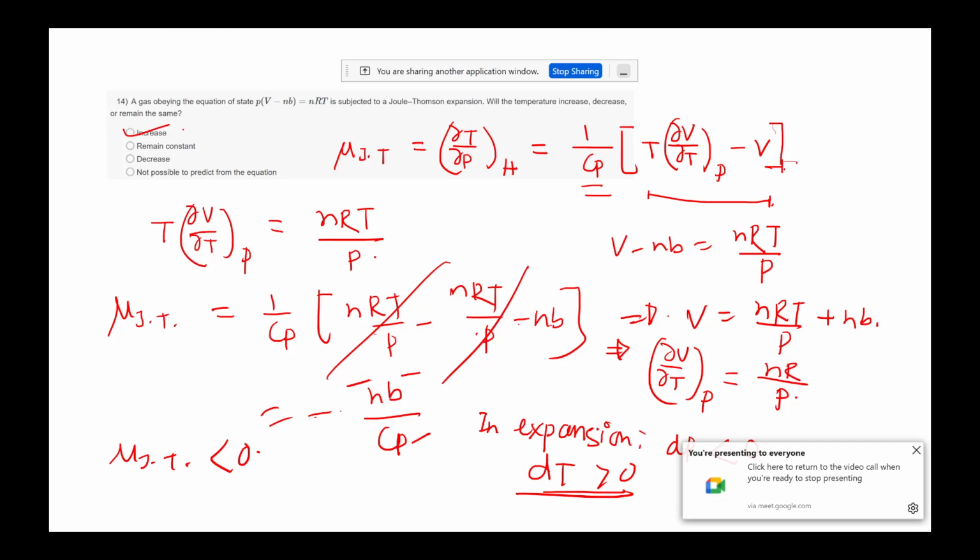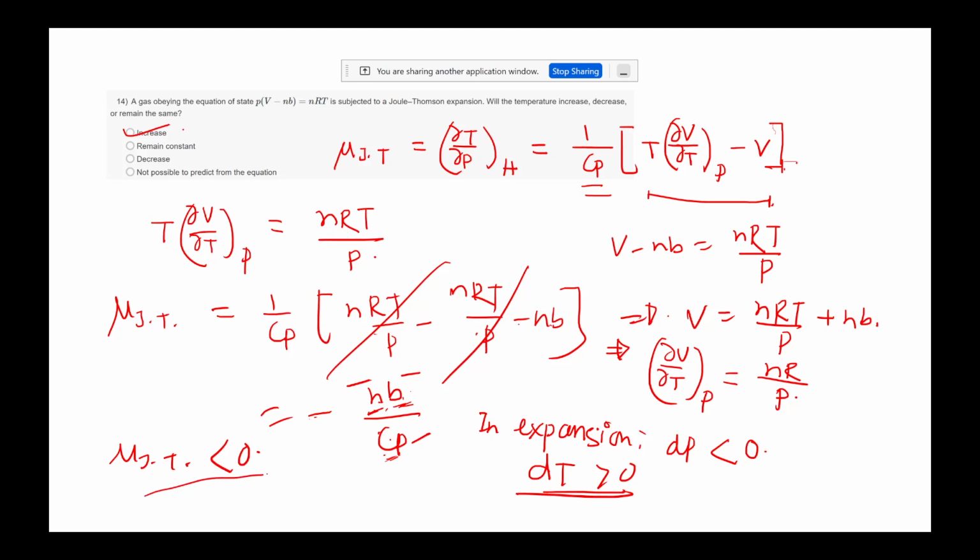Now this expression is minus NB by Cp. We know that Cp is the heat capacity at constant pressure, which is always positive. N is the number of moles, also positive. B is like the finite volume of the molecules, also positive. So N, B, Cp are all positive. This is a minus, so mu J, the Joule-Thomson coefficient, will be negative then.